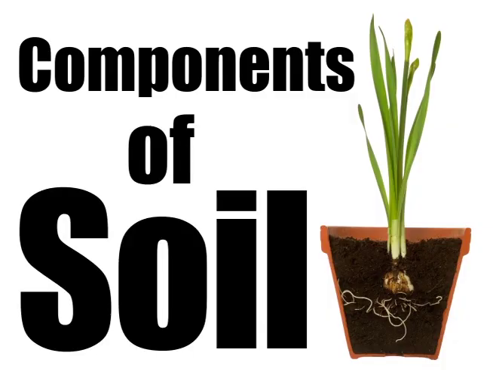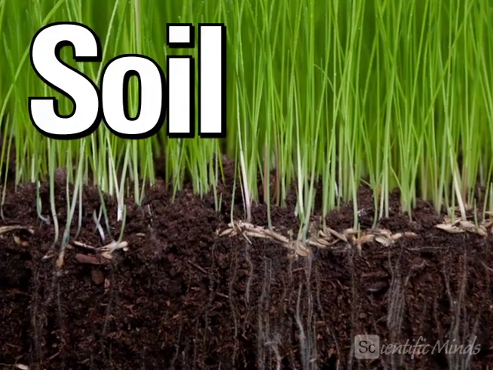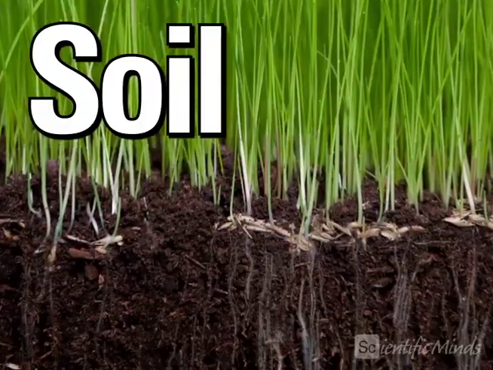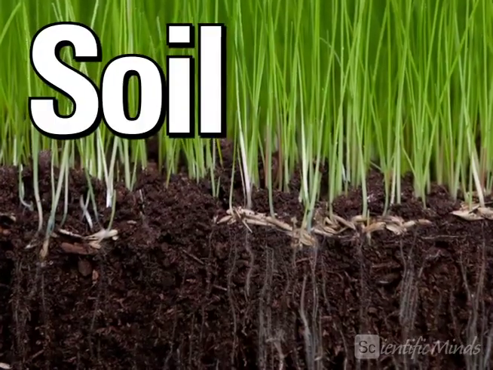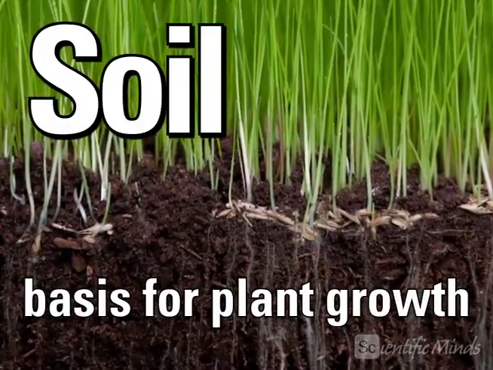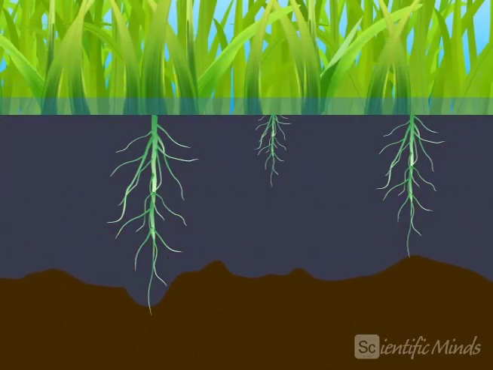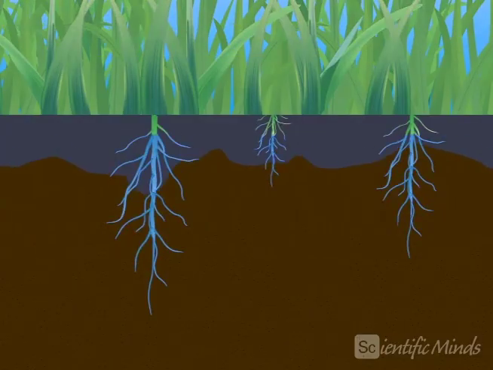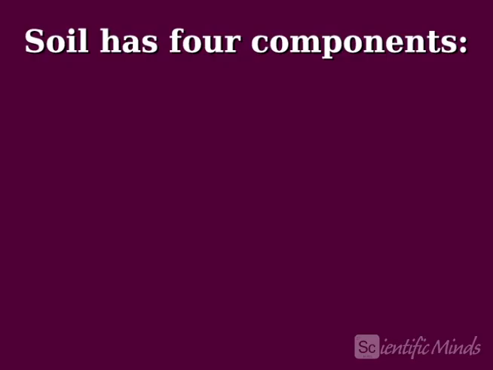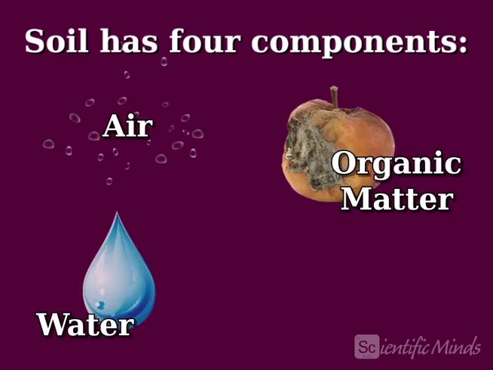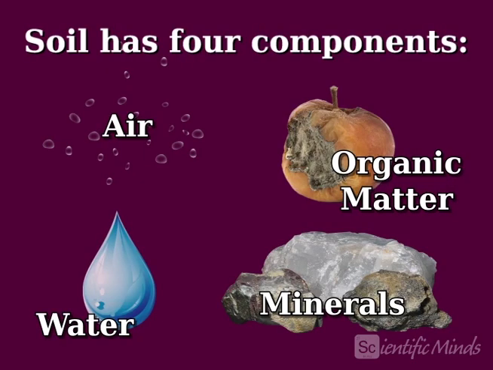Components of soil. Soil is the substance that forms the top layer of the Earth's crust. This makes soil the basis for plant growth. Plants rely on the soil for nutrients. Water and minerals are taken in through the root system and transported throughout the plant so that it can grow. Soil has 4 components: air, water, organic matter, and minerals.